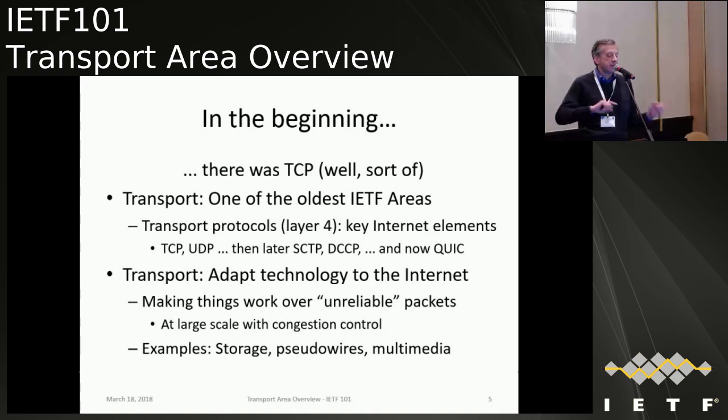DCCP is an intermediate protocol that tries to do congestion control for unreliable transmissions. And the latest work in transport, which you'll hear about a bit later in this presentation, is QUIC, a new transport protocol that's been designed and adapted for web traffic. And that's a general theme of transport. We adapt technology to the internet, making things work over unreliable packets at large scale with congestion control. Storage, pseudowires, and multimedia are examples of things the transport area has worked on to get to work at large scale with congestion control.